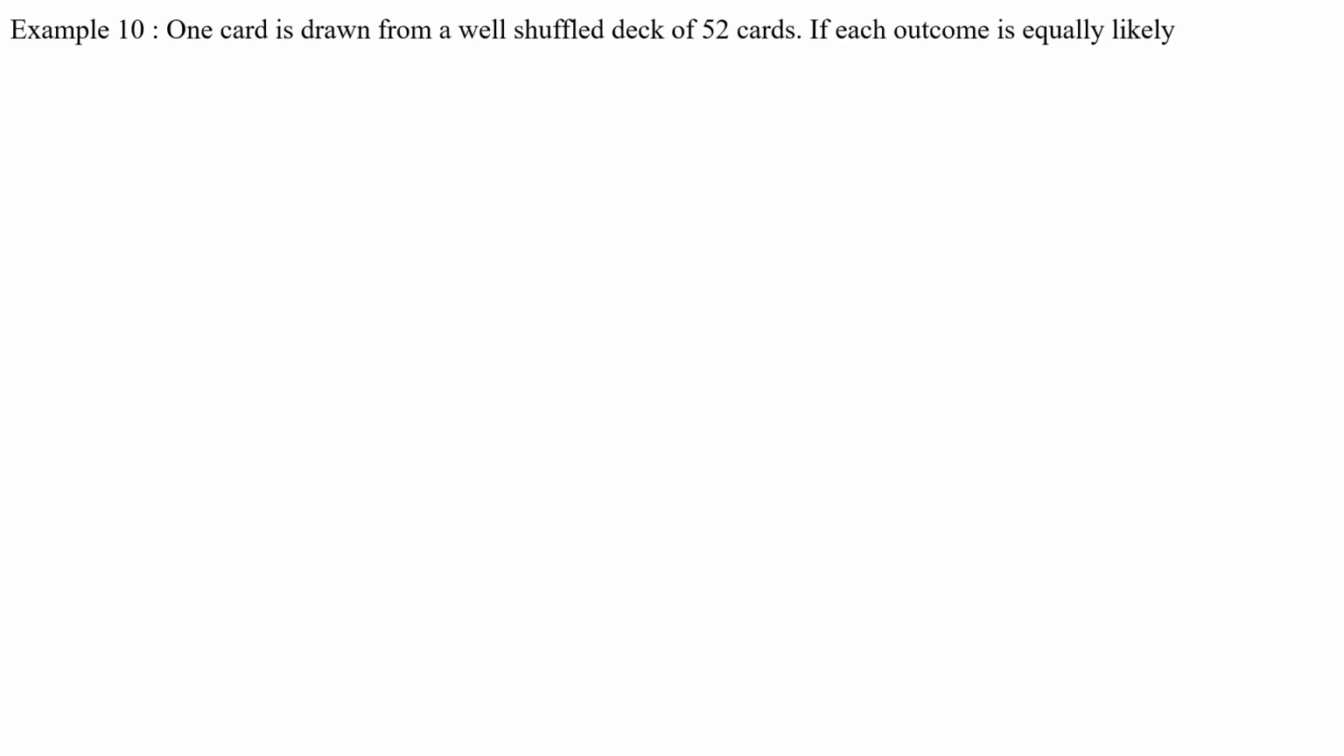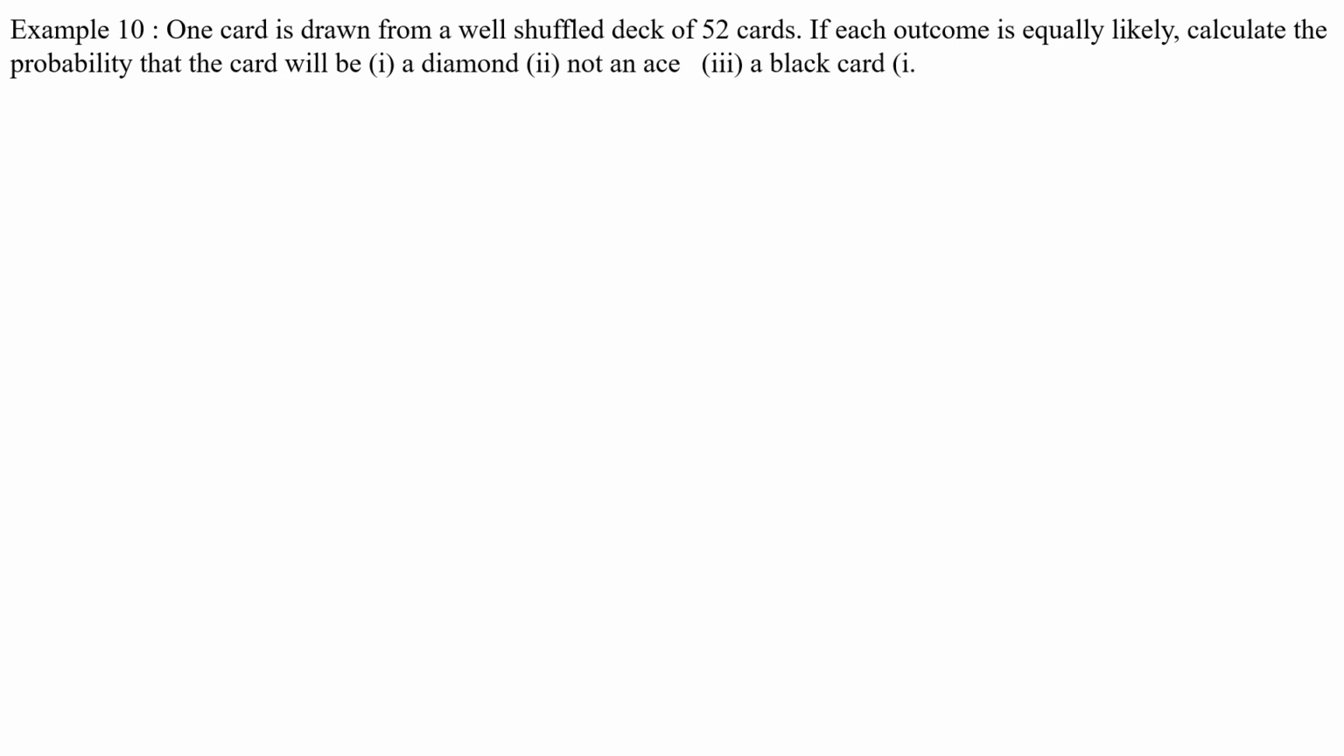Now let us take some examples to understand the concepts well. One card is drawn from a well-shuffled deck of 52 cards. If each outcome is equally likely, calculate the probability that the card will be: first, a diamond; second, not an ace; third, a black card, that is, a club or spade; fourth, not a diamond; and fifth, not a black card. Okay, my children. Understood this question? Right.